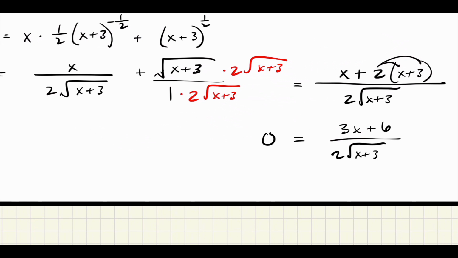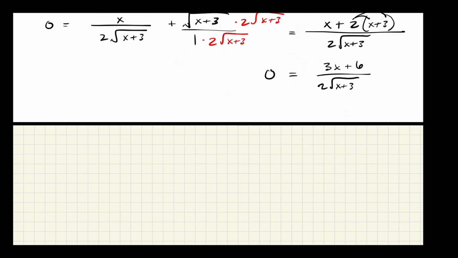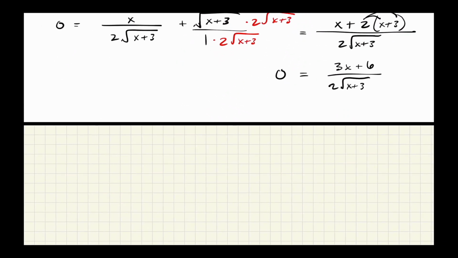Okay. So now that I have a top and I have a bottom, I can just set those equal to 0. So I get 3x plus 6 equals 0, and 2 root x plus 3 equals 0.